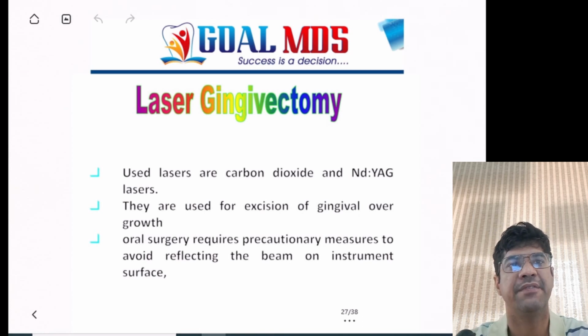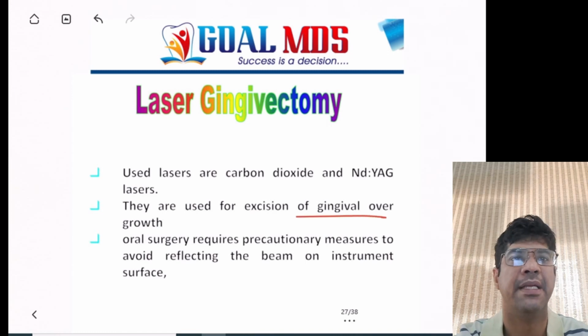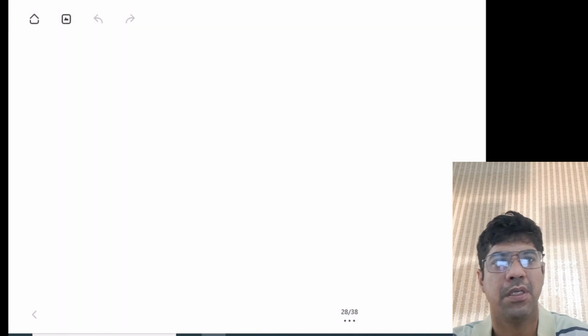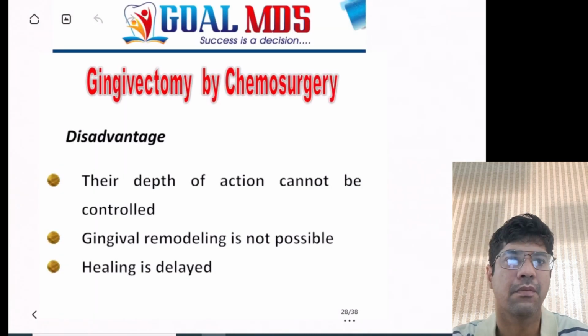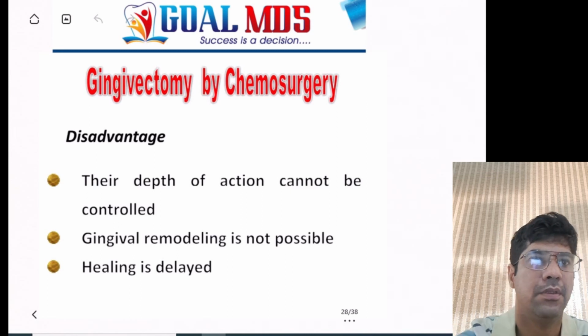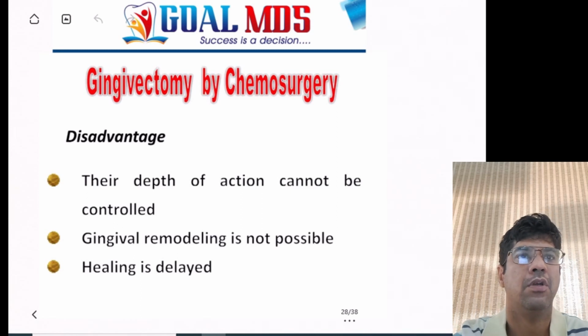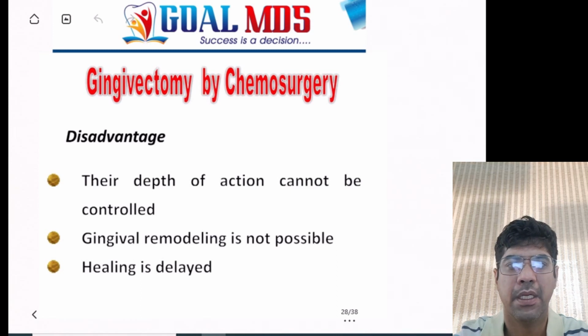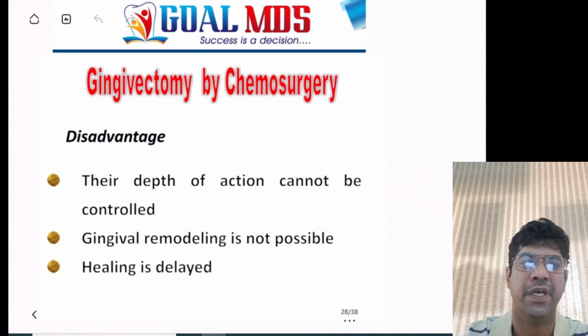Other is the laser gingivectomy. Used lasers are the carbon dioxide and Nd:YAG lasers used for excision of gingival overgrowth. Other is chemosurgery. Chemosurgery is a method used for gingivectomy that involves the application of chemical agents to destroy or remove the tissues.